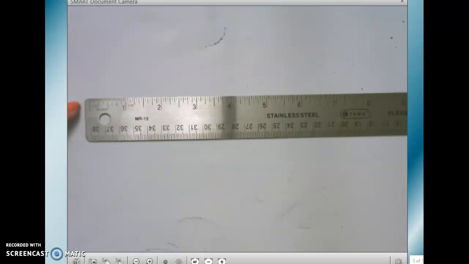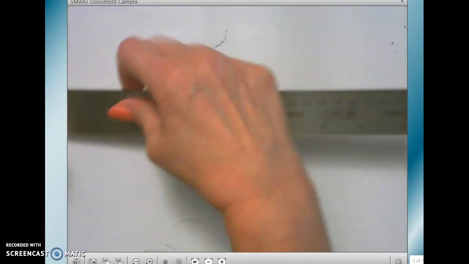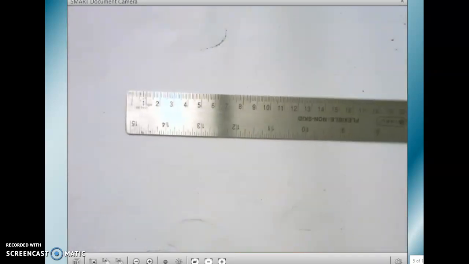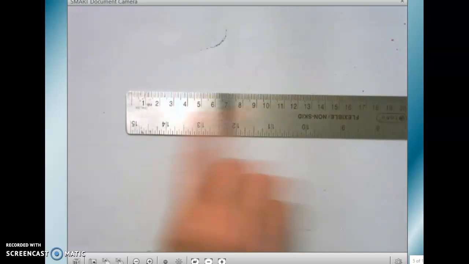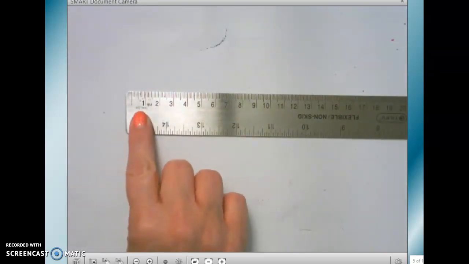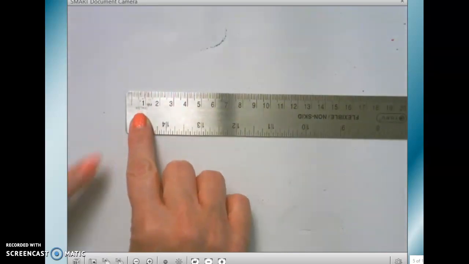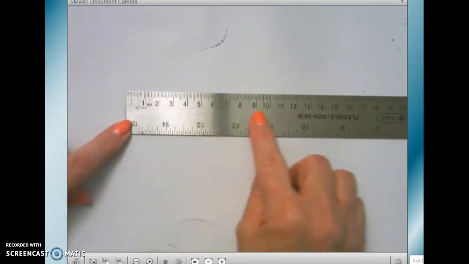There's this measurement here, and then there's this measurement down here where the numbers are written upside down. I can turn it around this way so that you can see the metric side of the measure. It says right there, metric. Okay, so we're using the metric measure today. We're going to be using these numbers.